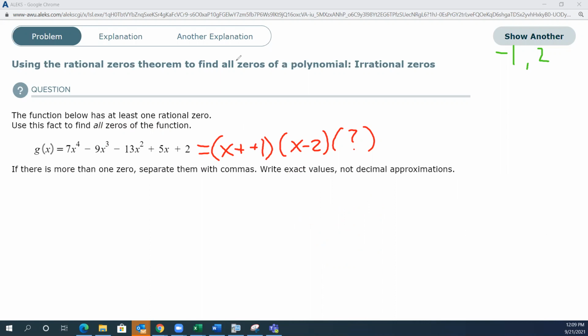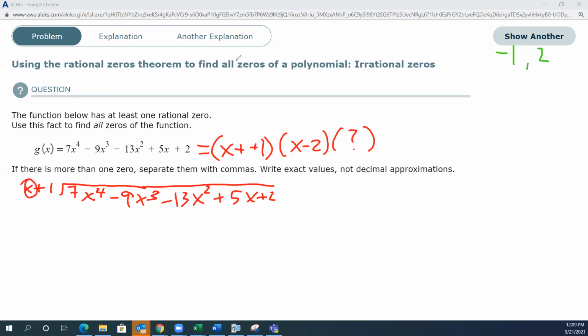Hallelujah. Okay. So we're going to divide, let's start with x plus 1. So we'll divide that into 7x to the 4th minus 9x cubed minus 13x squared plus, oh my gosh, I should have started higher up on the page. All right. So what do I multiply the first term by to get this first term? 7x cubed. So I multiply, I get 7x to the fourth plus 7x cubed. I subtract, and I get negative 16x cubed.